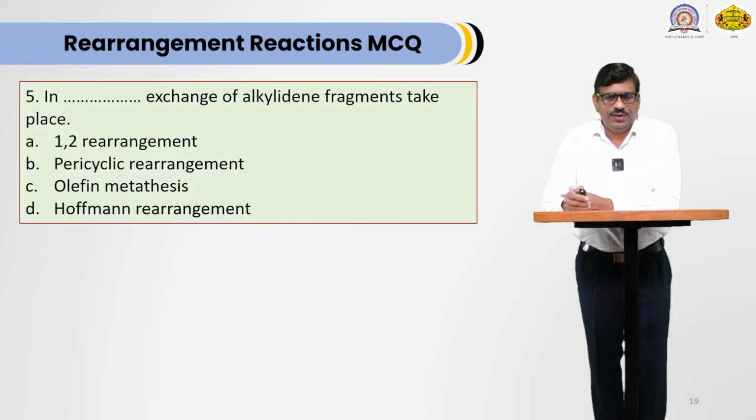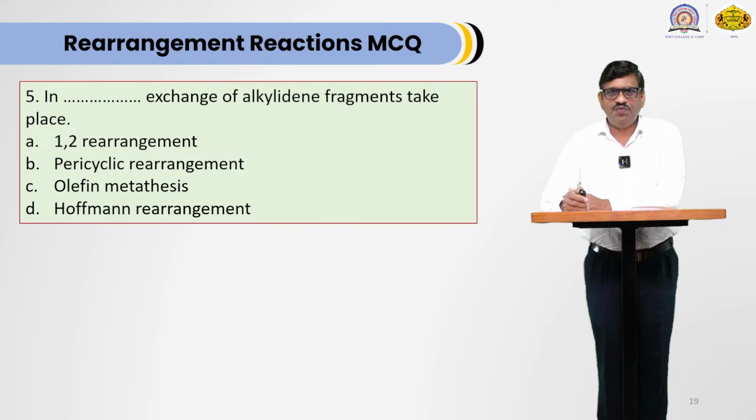Question number 5. In dash dash, exchange of alkylidene fragment takes place. First option, 1,2 rearrangement. Second is pericyclic rearrangement. Third is olefin metathesis, and fourth or D, that is Hofmann rearrangement. In 1,2 rearrangement, migration of the group from 1 and 2 position is taking place.